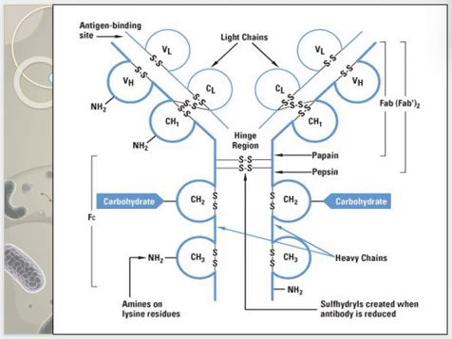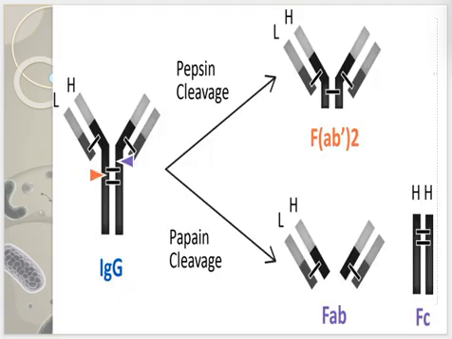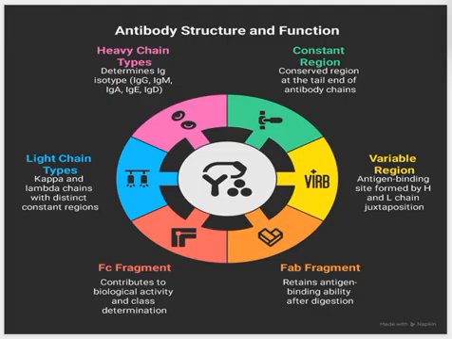Enzymes like papain and pepsin can cleave antibodies into FAB and FC fragments, which is important for their function and study. Understanding how enzymes cleave antibodies helps us see their functional parts. Pepsin cuts IgG into an F(ab')2 fragment, keeping both antigen binding arms connected, while papain splits it into two FAB fragments and one FC fragment. This breakdown reveals how antibodies can be dissected into pieces that retain specific functions, which is crucial for research and therapeutic uses. Let's explore antibody structure and function together.